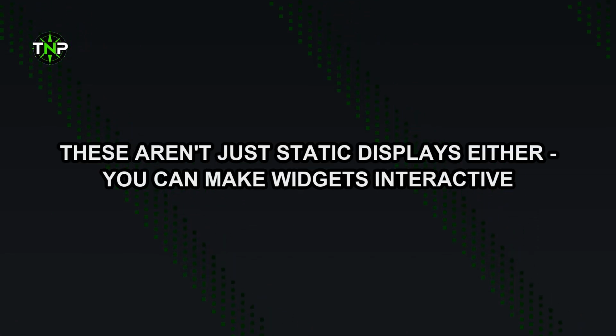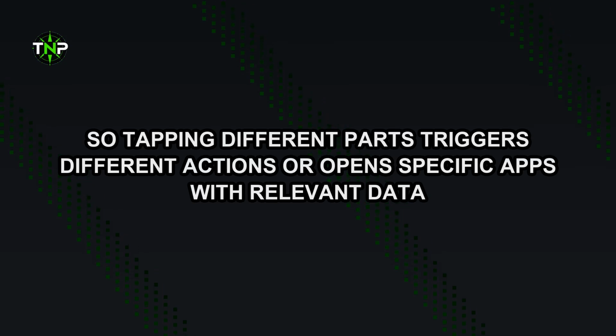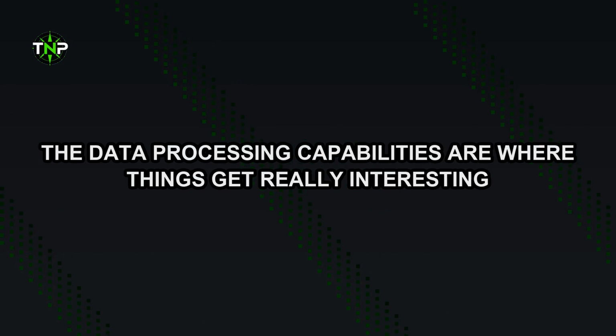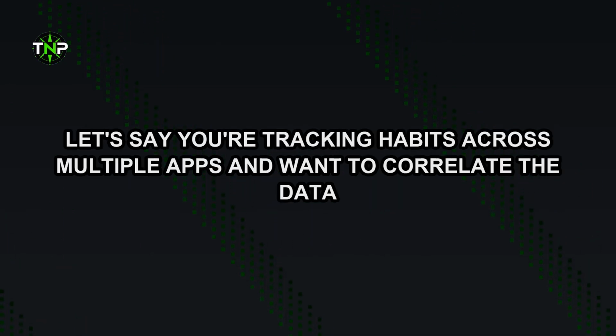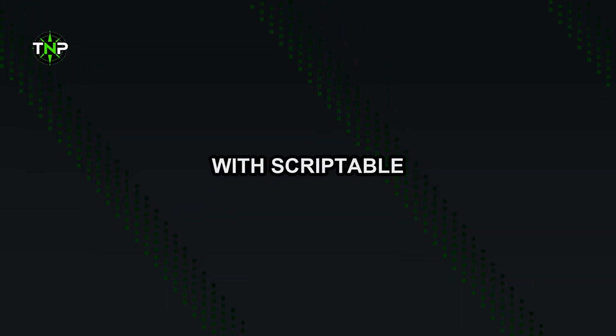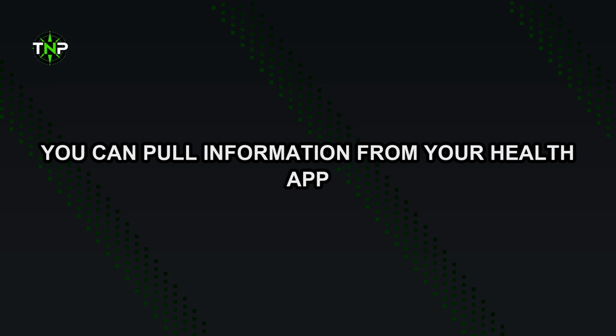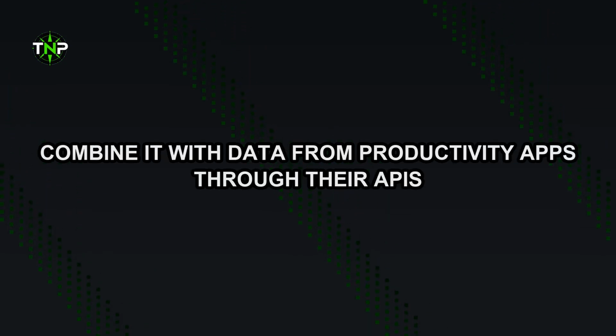The data processing capabilities are where things get really interesting. Let's say you're tracking habits across multiple apps and want to correlate the data. With Scriptable, you can pull information from your health app, combine it with data from productivity apps through their APIs, and create comprehensive reports that give you insights no single app could provide.